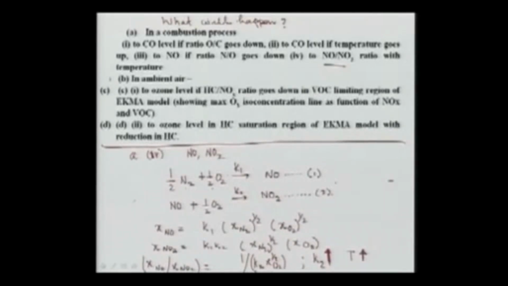I can give you the value of K2 if you like. K2 equals 2.5 times 10 to the power minus 4 times exponential of minus 13720 by RT. So as the temperature goes up, the value of K2 will also go up. If K2 goes up, the ratio will come down. We haven't written the final answer, so let's write the final answer here.